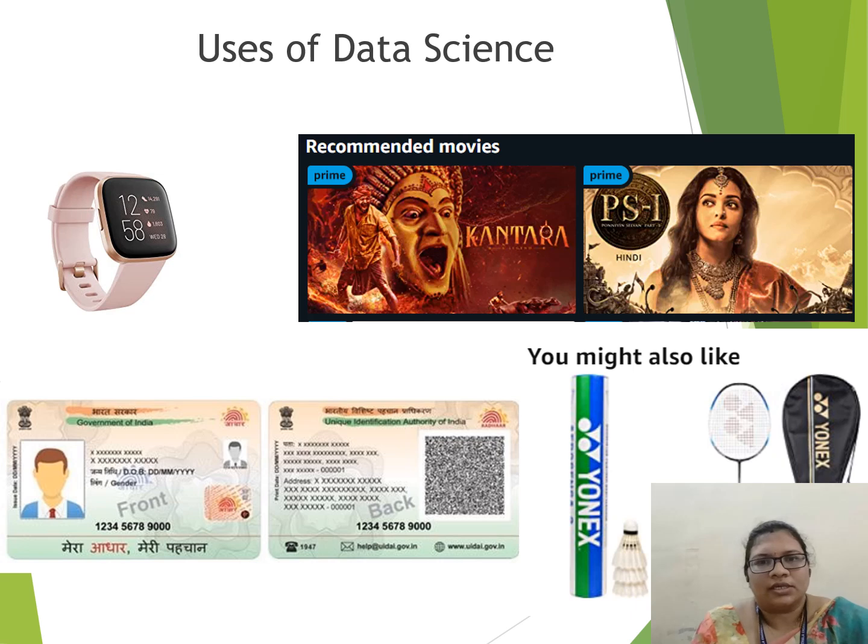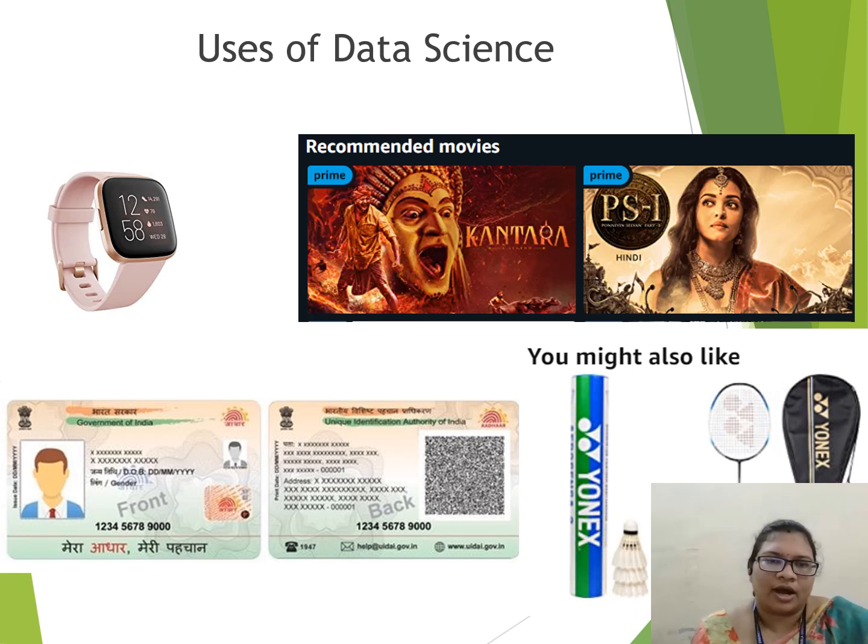Next you can see I have kept the real-time example of Amazon Prime Video. You can see here it's a recommended movie. The data is already existing. Whatever movies you have watched on Prime, depending on our preferences and the movies we have seen, it will recommend movies. That is the next example.